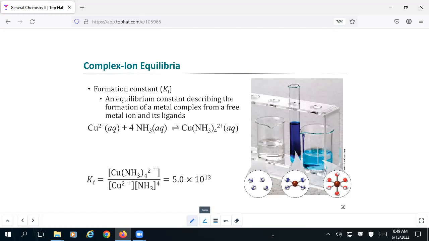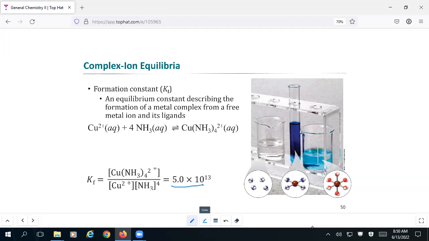So let's take this one for example. This is one we're familiar with. The ammonia copper complex gives us that really dark, deep blue color that we saw in the group 2 analysis. We've seen it in other places as well. The formation constant for this tetra ammonia complex is 5 times 10 to the 13th. This complex formation is extremely favorable.